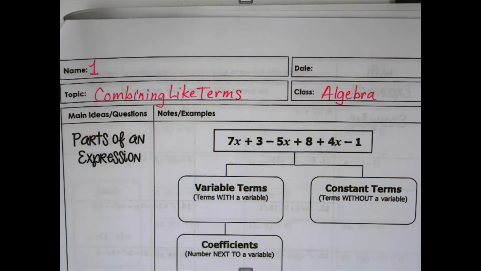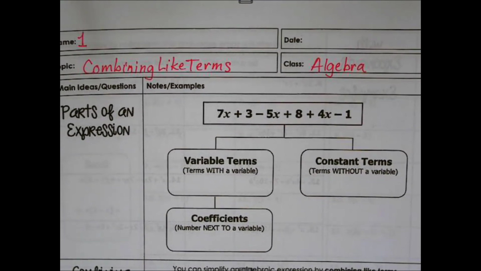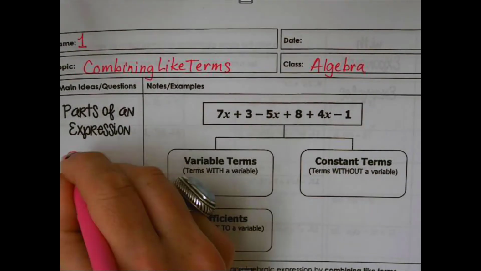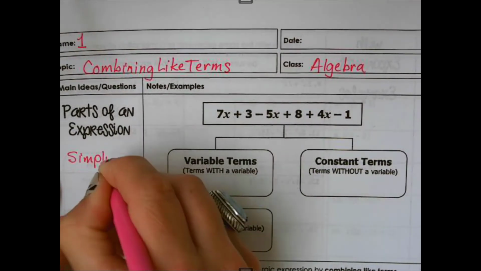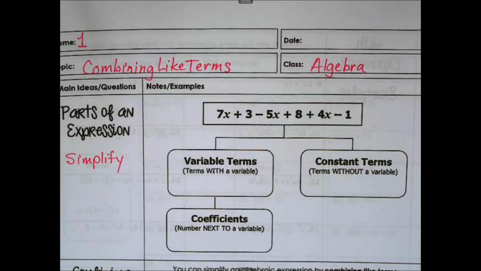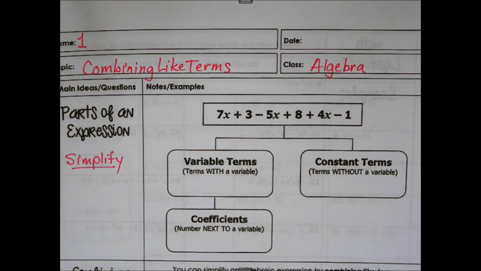Now I'm just putting a 1 there because I know this is the first video that I am making for you. All right, so it's really important that we know the different parts of an expression. Now notice there's no equal sign. This is just an expression that we want to simplify. So that's what word you would see. You wouldn't see solve. Something like this, you're going to see the word simplify.